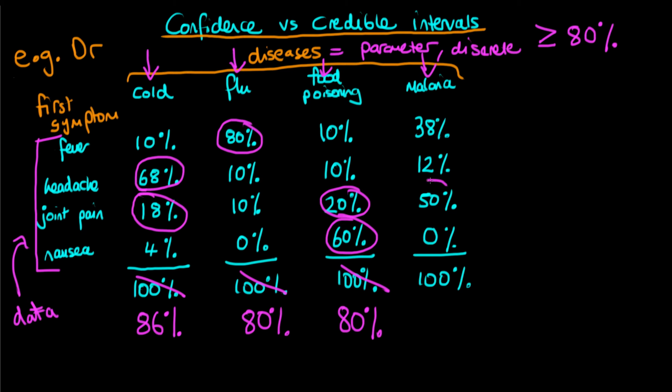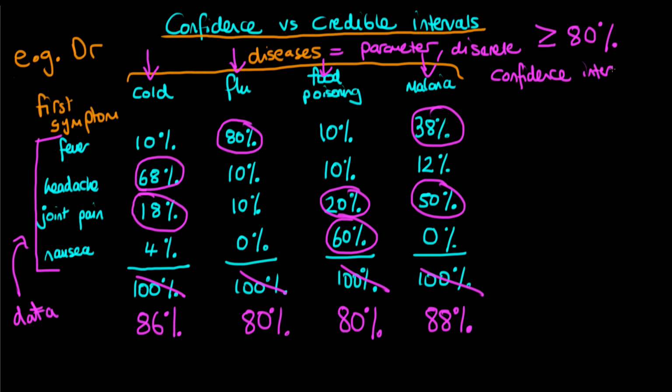And here we need to circle just the 50% and the 38% corresponding to joint pain and fever. And we see that these two numbers, if we add them together, add up to 88%. Okay, so that seems a little abstract. So how do we actually form our confidence intervals?